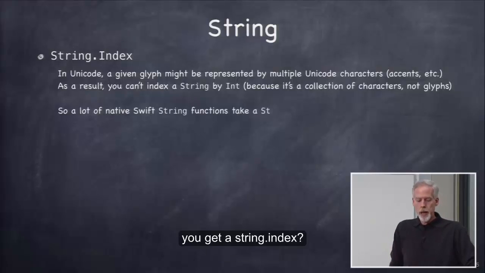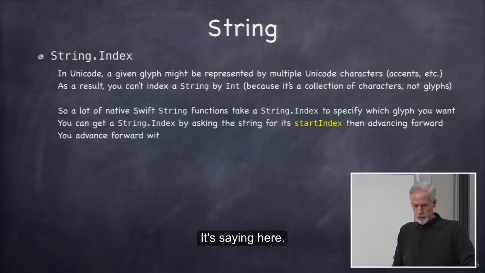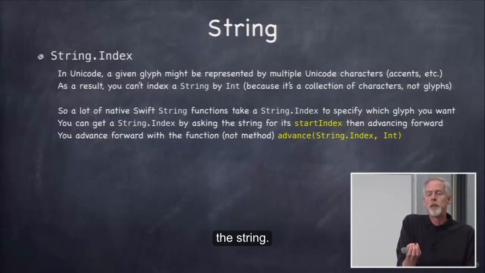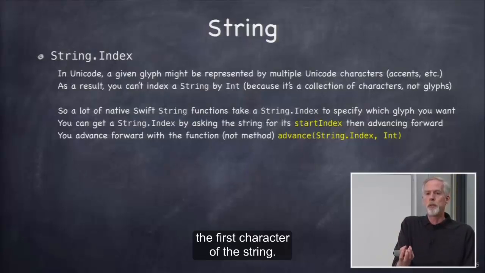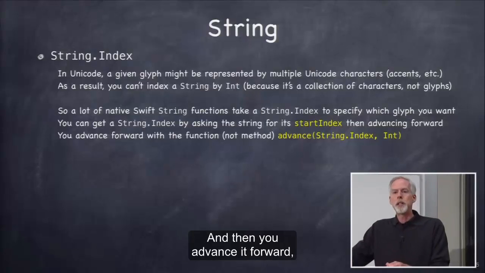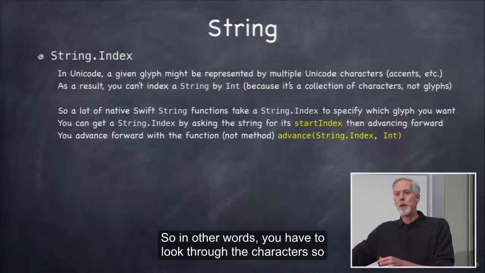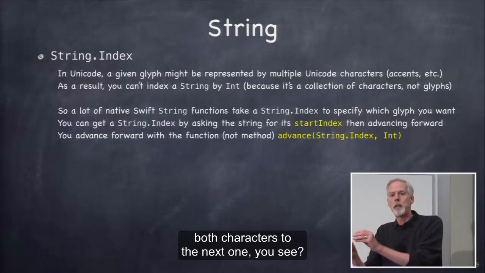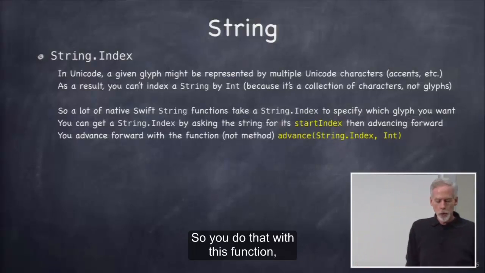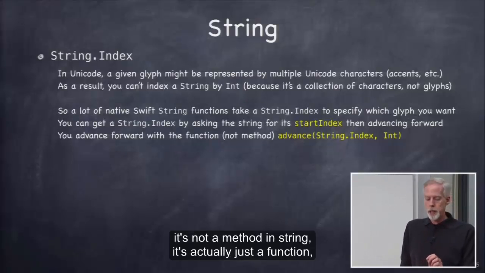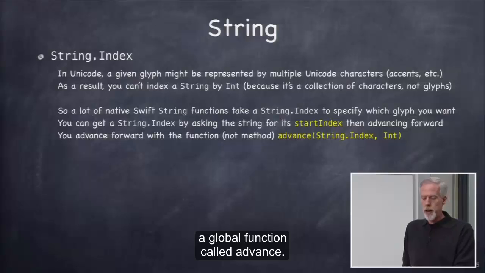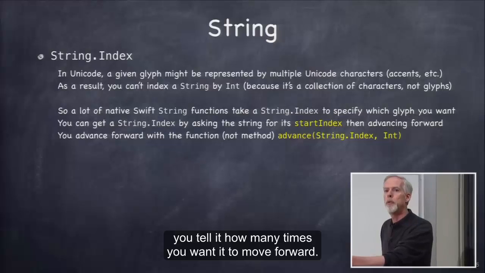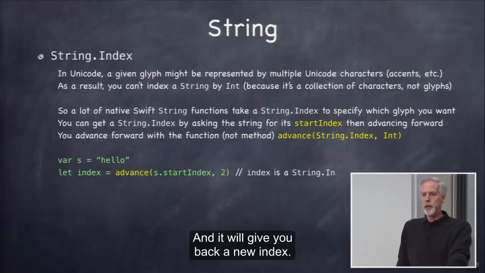Okay, now how do you get a string.index? Okay, so you get a string.index by getting the start index of the string. That gives you a string.index that points to the first character of the string. And then you advance it forward however many times you want to go. So in other words, it will jump over the E accent aigu, both characters, to the next one, you see? So you do that with this function. It's not a method in string. It's actually just a global function called advance. And you give it the index, and you tell it how many times you want it to move forward, and it will give you back a new index.